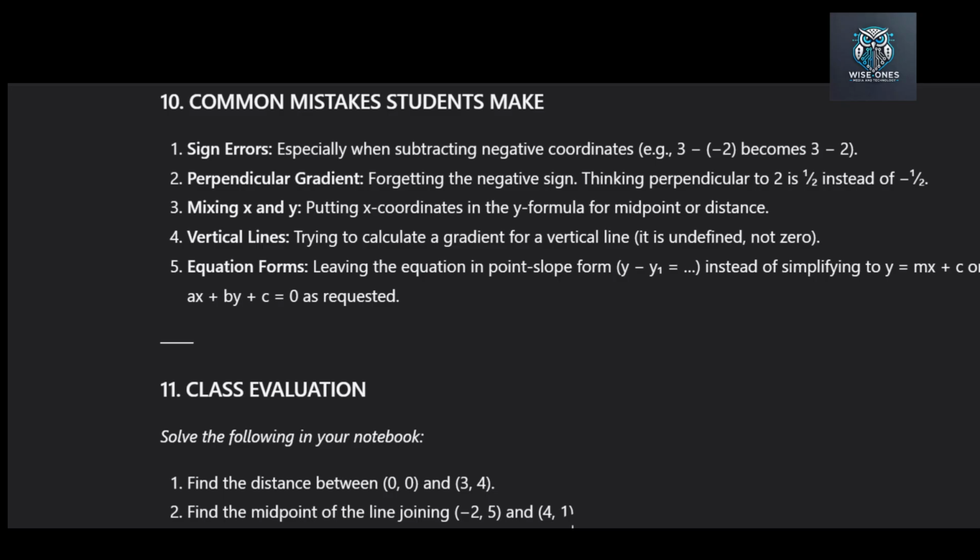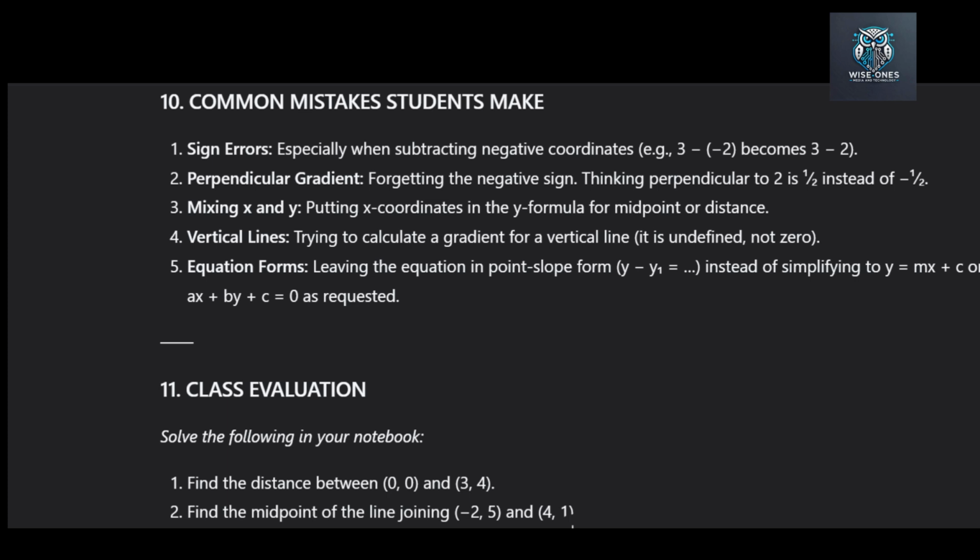Mistake number 4, vertical lines. Trying to calculate a gradient for a vertical line. It is undefined, not 0. Correction. Vertical lines have undefined gradient. Horizontal lines have 0 gradient.